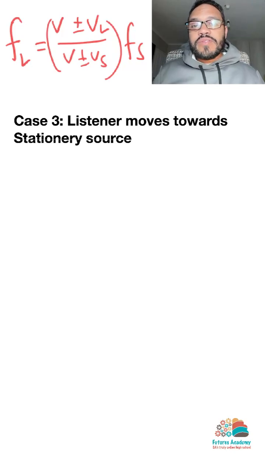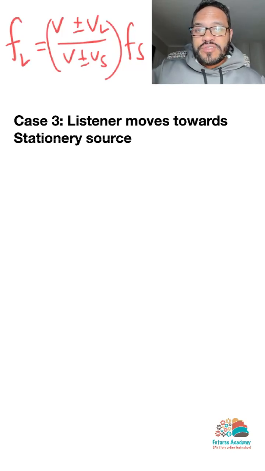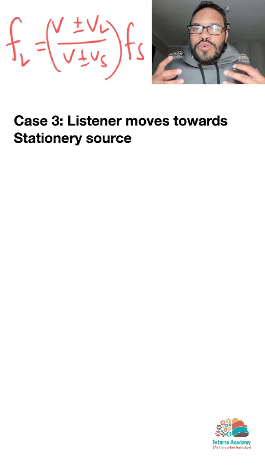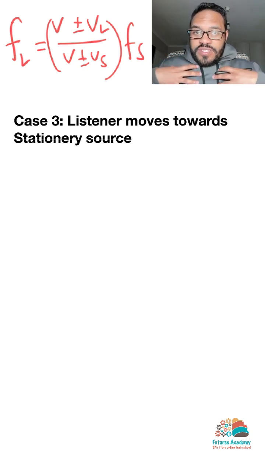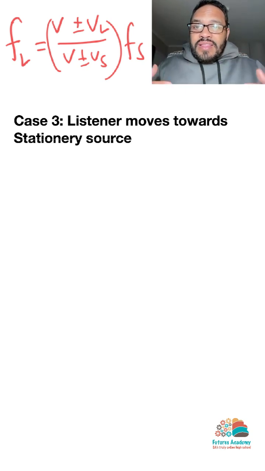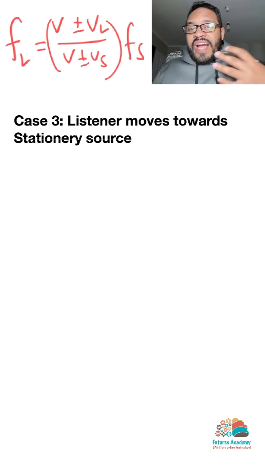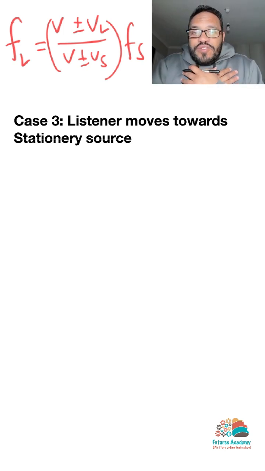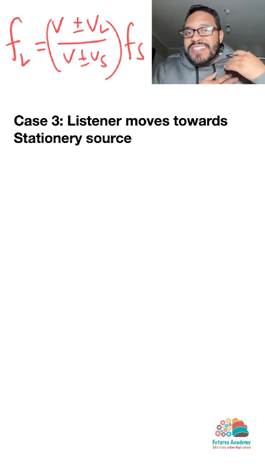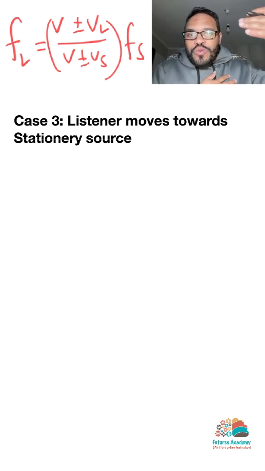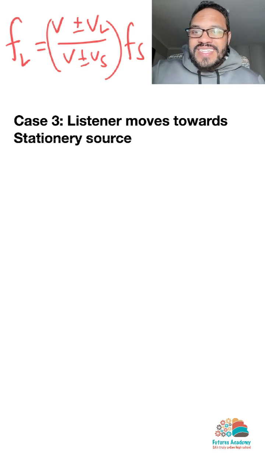Okay, so for case number 3, we have the listener moving towards a stationary source. Now, similar to how if I was the source and I move towards the listener, the frequency the listener observes will be higher than my actual frequency, right? In this particular case, I am the source, I'm speaking to the classroom, but I'm not moving. However, participants in the class start to walk towards me. So in other words, the listener is coming towards me, okay?